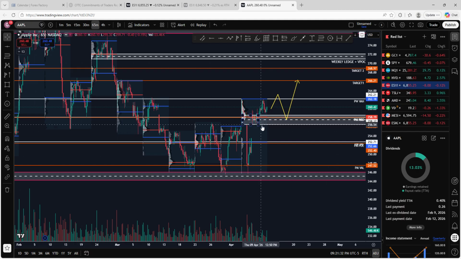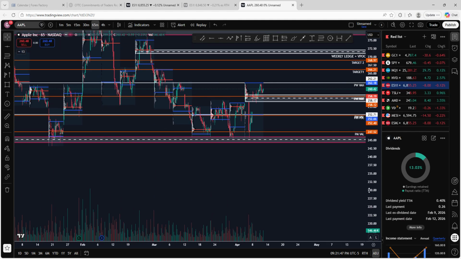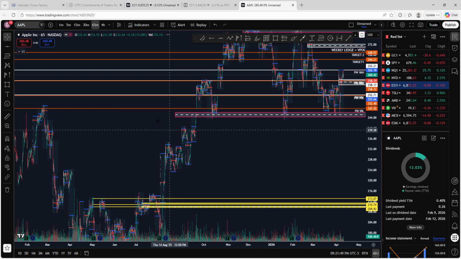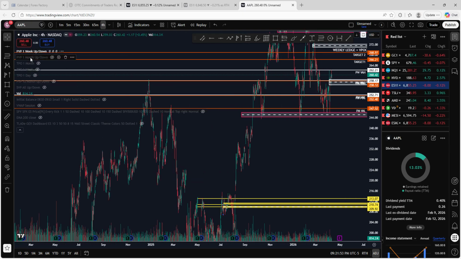If they lose this level here, there's a pretty high chance they're going to come in and ultimately just trade throughout this area again. And you can see they're chopping here a lot, so don't be surprised if you get a lot of chop throughout this area. Losing this guy here could potentially send us back down.